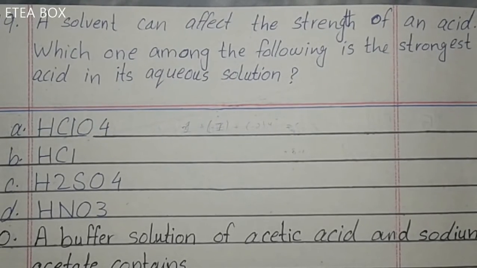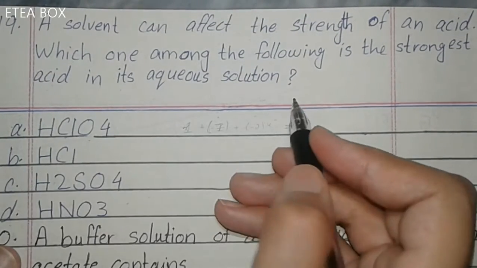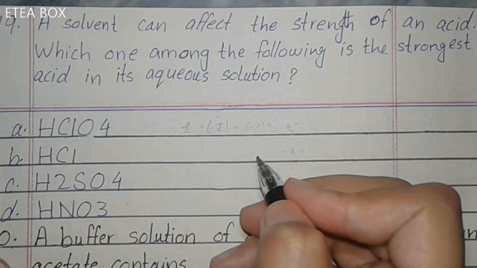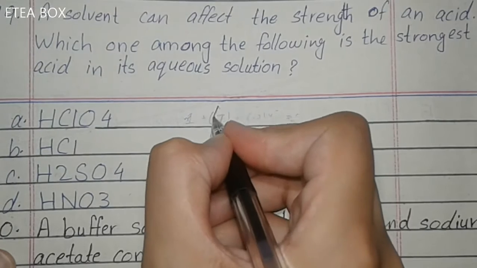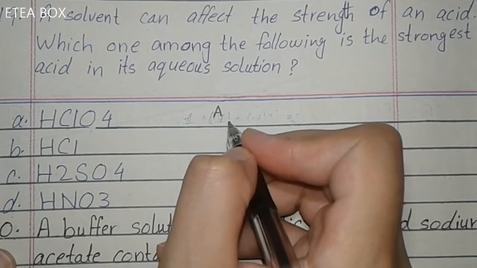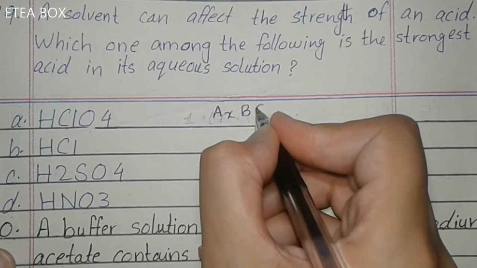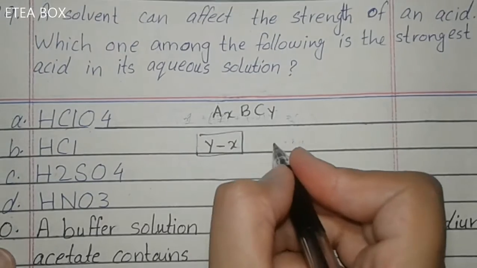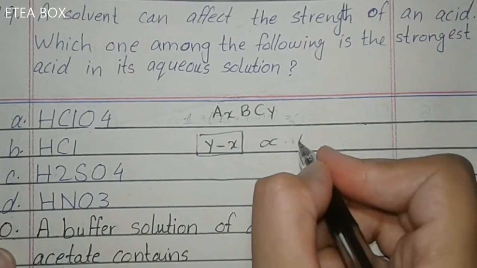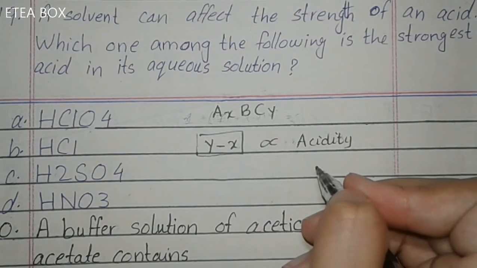A solvent can affect the strength of an acid. Which one among the following is the strongest acid in aqueous solution? Now look, we have to find the strongest acid in aqueous solution. So the first method is, let's suppose an acid is made up of three components, like this: A X, B, and C Y. Okay, this one is the acid. Now subtract X from it. Then this value will be directly proportional to the acidity, the strength of the acid.